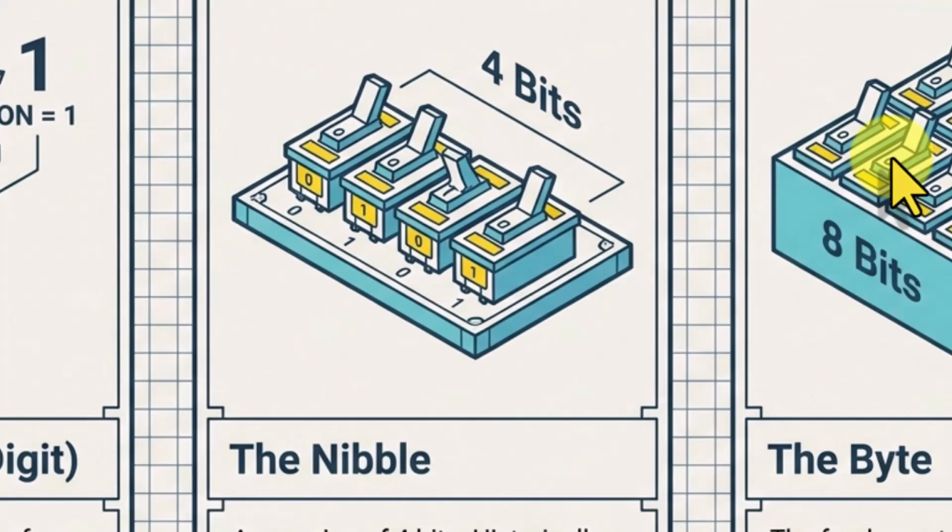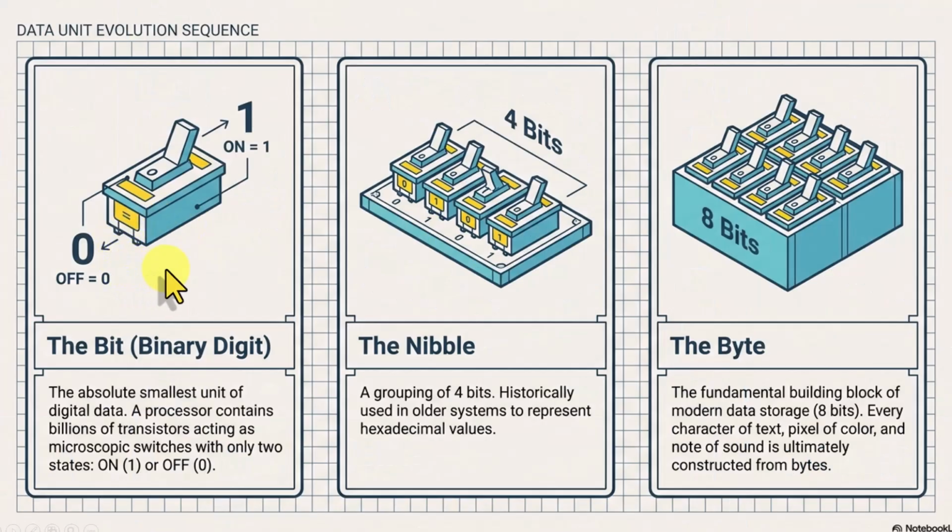So overall, we know that computers work in binary, and we have just talked about bits in processors or RAM. We know what a bit is. A bit is a binary digit, the absolute smallest unit of digital data. A processor contains billions of transistors acting as microscopic switches with only two states, on and off. And one of them is known as a bit that can store only a 0 or a 1.